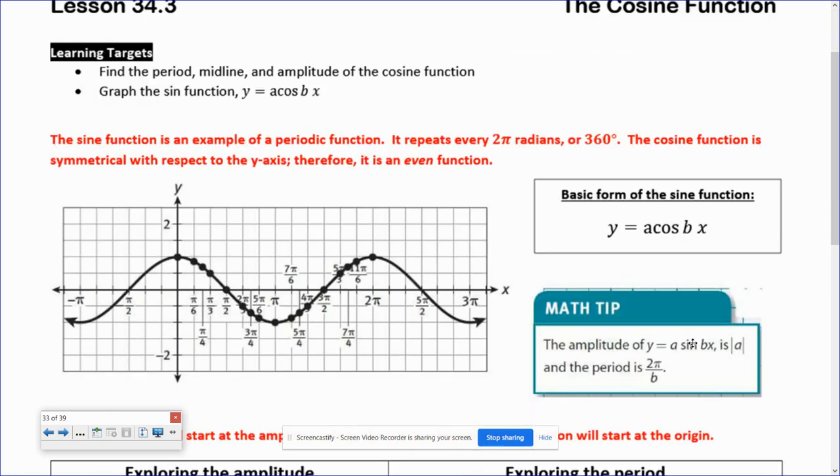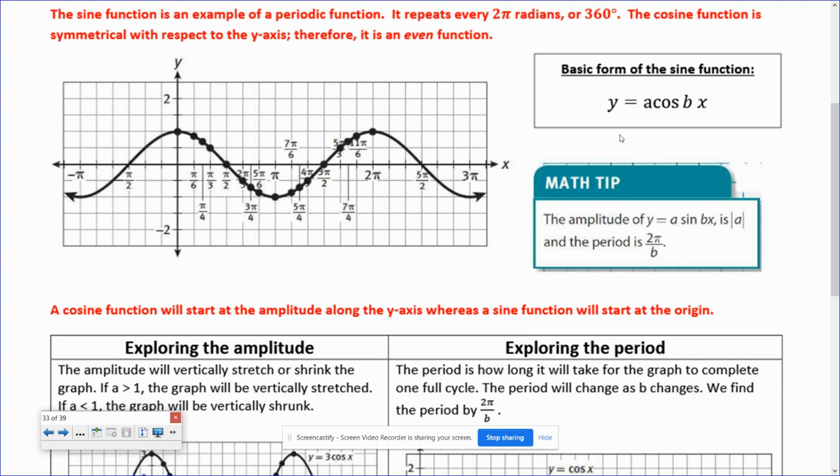Okay, so you can see the cosine function is really similar to the sine function. It's going to still repeat every 2 pi or 360 degrees. Now when we start changing our amplitude, that will change how high up and down the function goes. And when we change the number in front of the x, our b value, that will change our period. So the rules for this are the same thing as sine. That's why I just put this math tip again, so you can look at it.